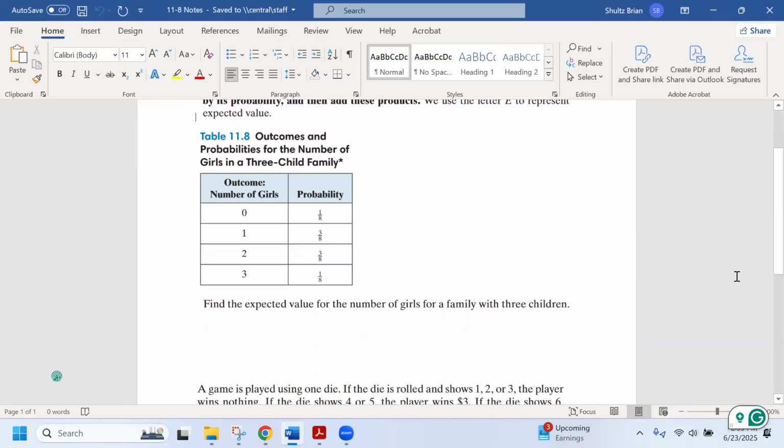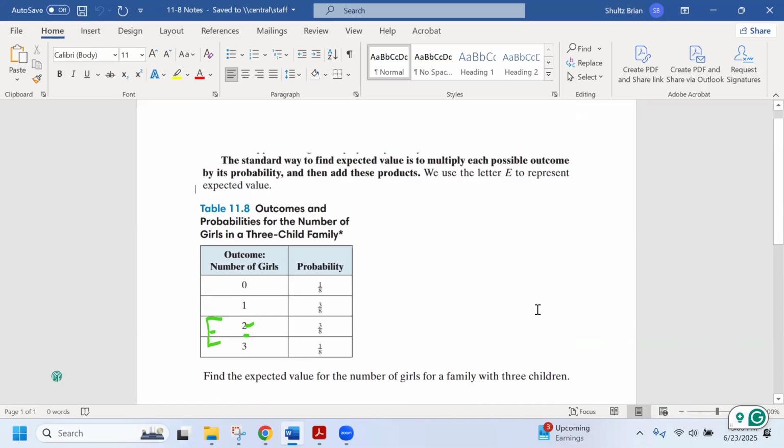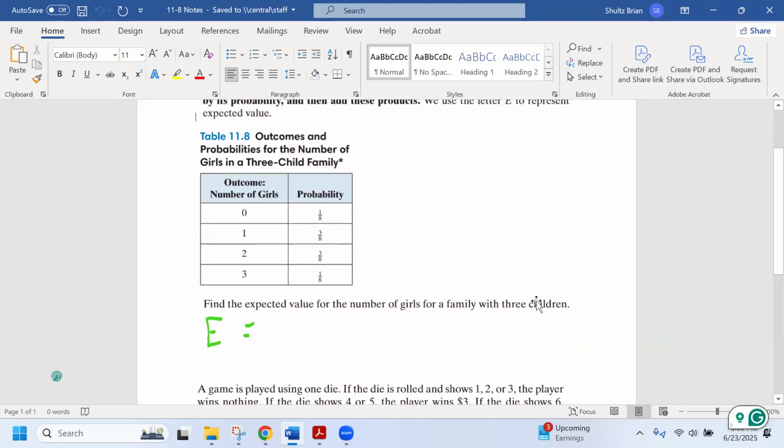To find the expected value, E, we do the outcome. Multiply the possible outcome by the probability. 0 times 1/8 plus 1 times 3/8 plus 1 times 3/8 plus 3 times 3/8.